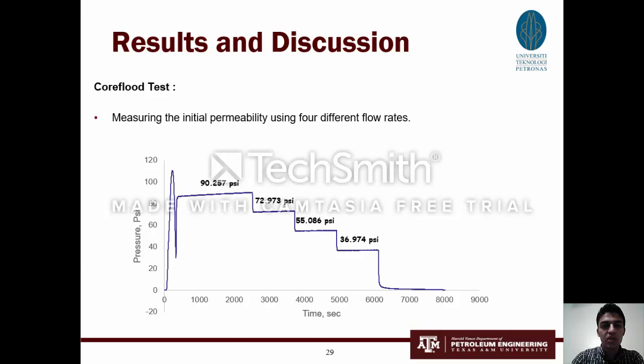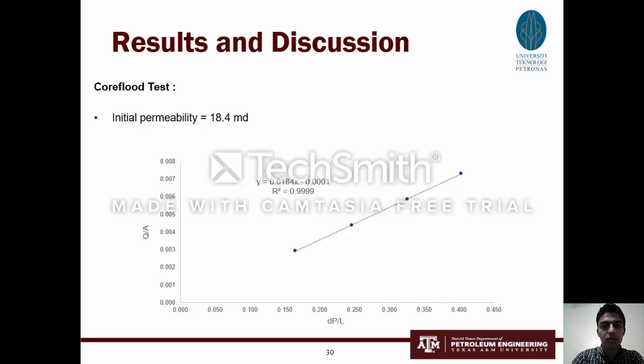Core flood test. Measuring the initial permeability using 4 different flow rates, as we see that there are 4 different flow rates, and in each flow rate we have detected the delta P, which was for the first flow rate 90.257, then 72.973, 55.086, 36.974. The initial permeability was calculated using Darcy equation, and we have created a permeability correlation between the 4 flow rates, and we have got that straight line with this equation, so the initial permeability is calculated as 18.4 millidarcy.